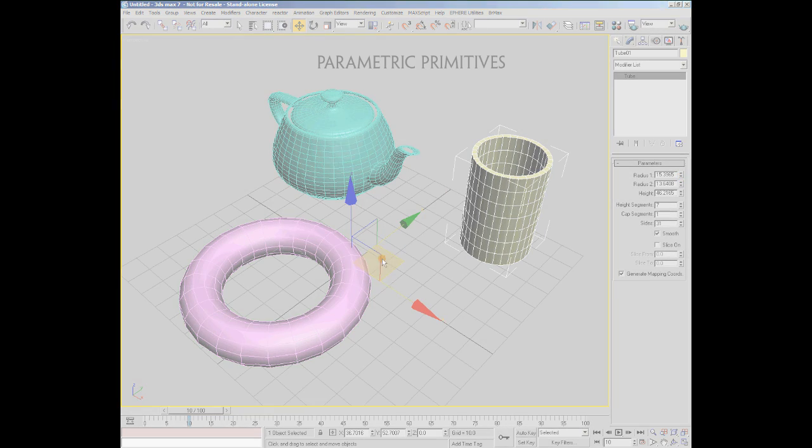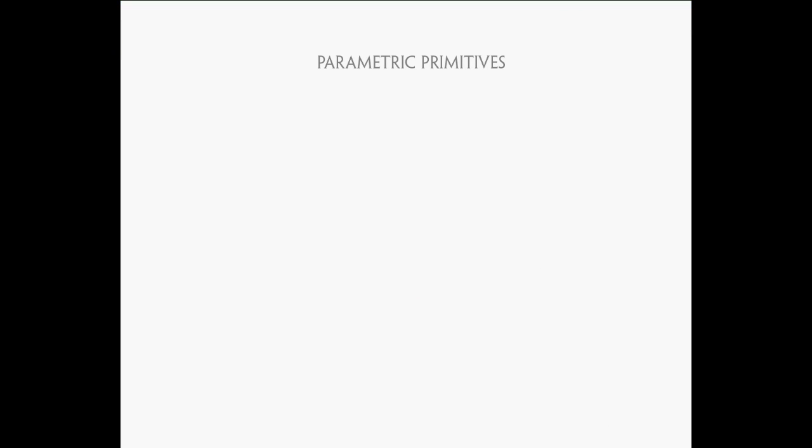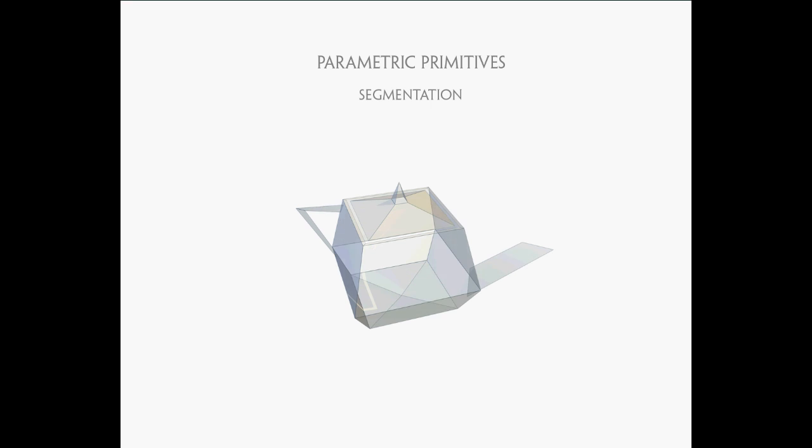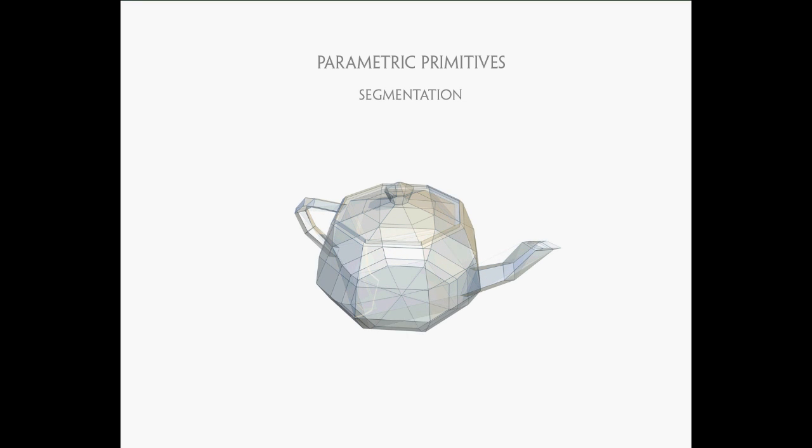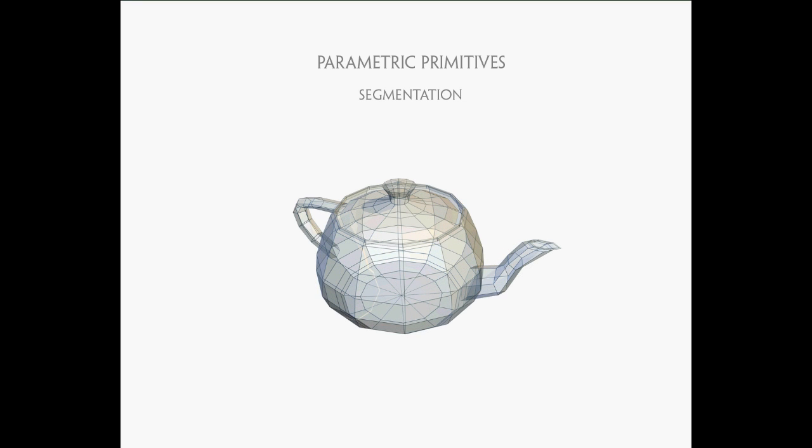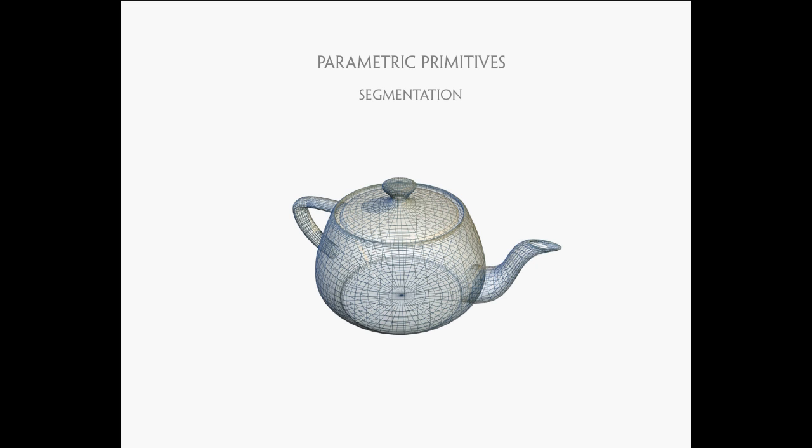Now, the key parameter on all of these primitive objects is the actual segmentation values. These values define just how many samples should be used along the mathematical curves that actually build the mesh object that we see in the viewport. The more segments we use, the more polygons we create, and ultimately the more accurate our final polygonal representation is compared to our original mathematical representation.